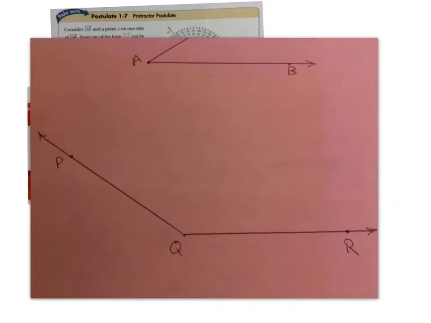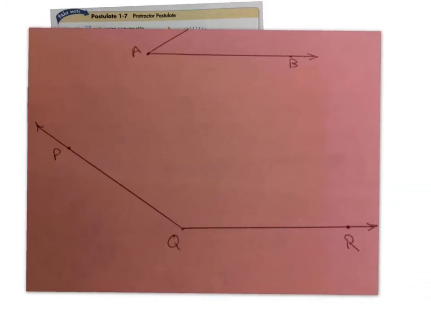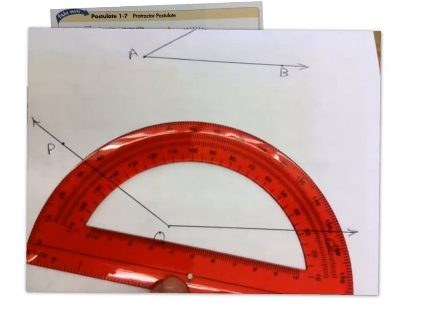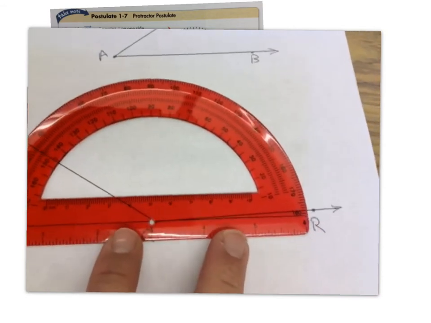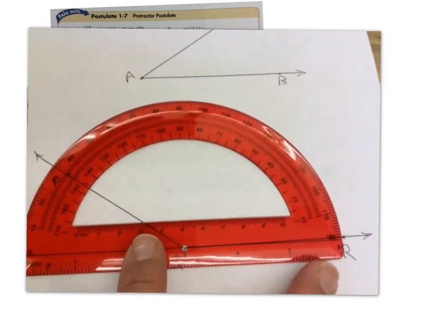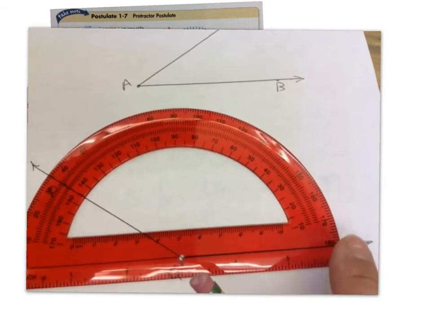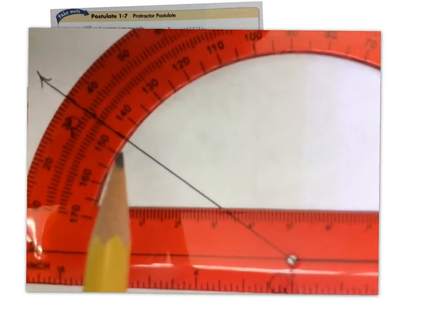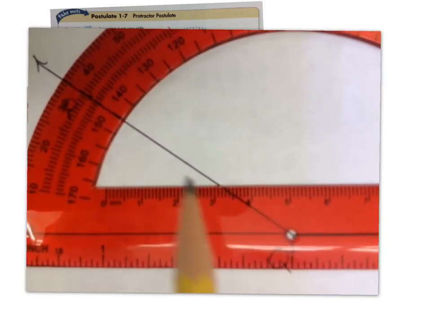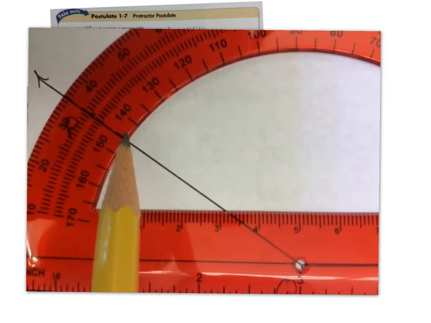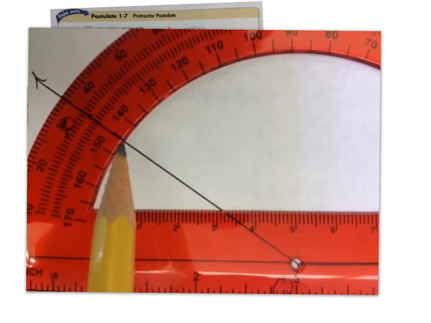Similarly, there's another example. Measuring angle PQR. Again, we're going to line up our protractor as such. And now we're going to read the angle measurement over here, but now we're on the large side, so we're going to have a measure of about 145 degrees.